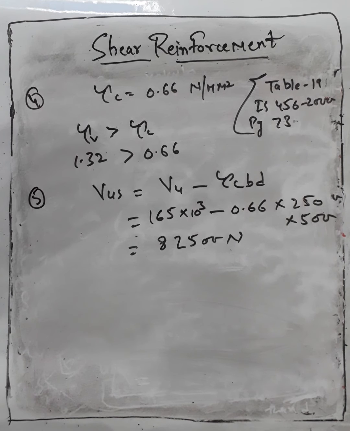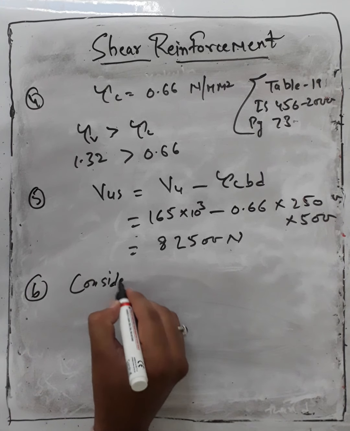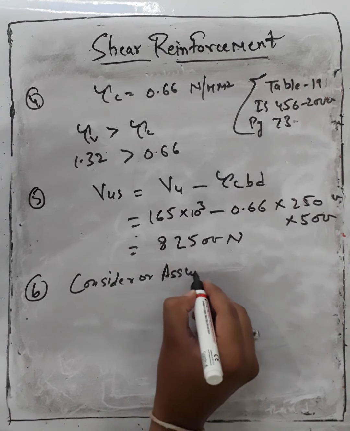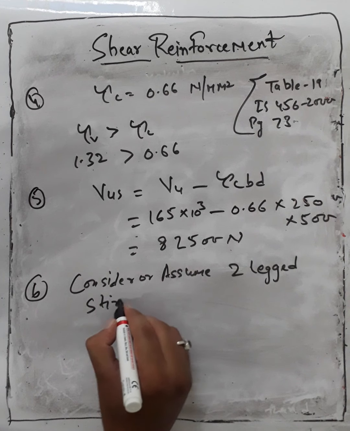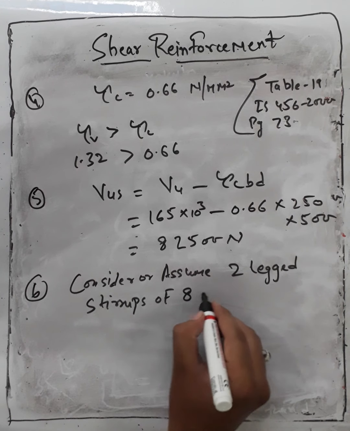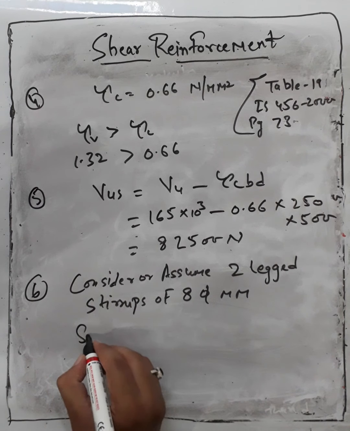Now in our question we have not been told in which form to provide the stirrups, and the area of the stirrup is also not given. So here we assume a two-legged stirrup of 8 mm dia, provided in vertical form. For that we have to find the spacing.